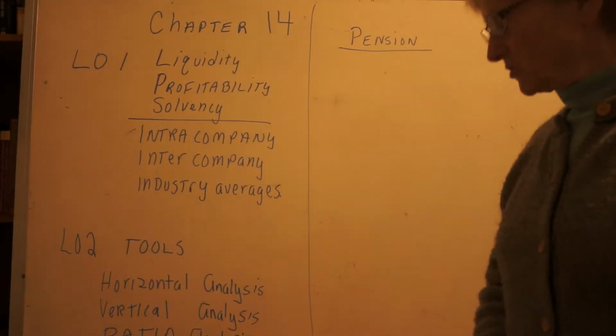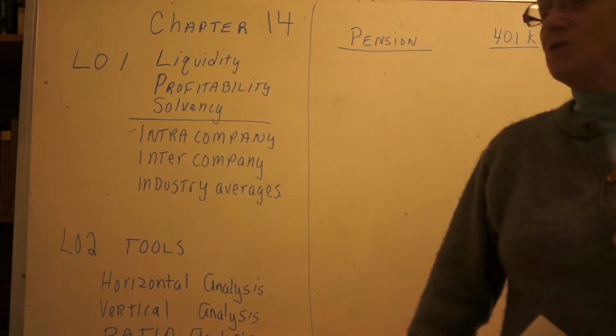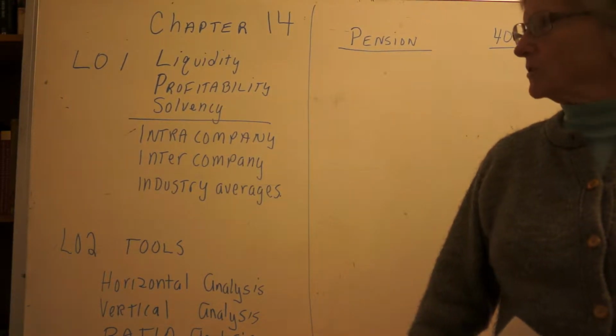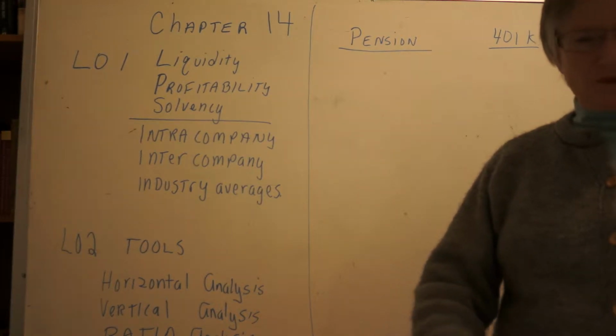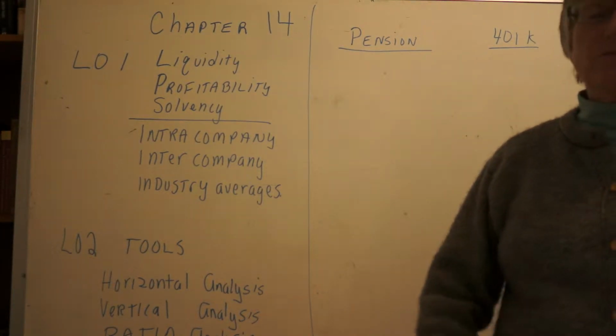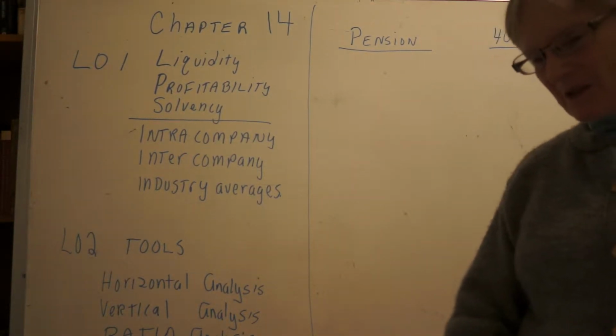So this is learning objective 1 of chapter 14. Your book throws out a bunch of terms that you need to know. Liquidity, profitability, solvency. When we're analyzing financial statements, these are 3 characteristics that we're analyzing.